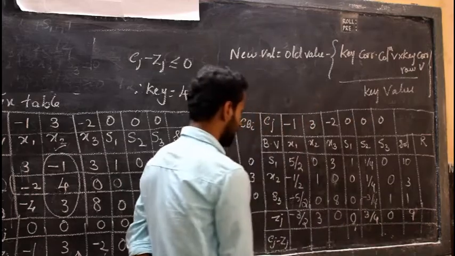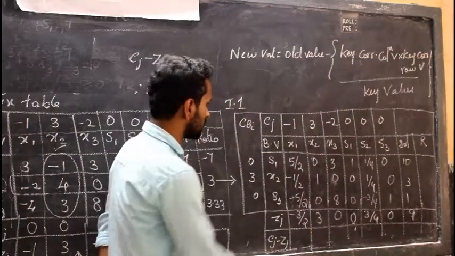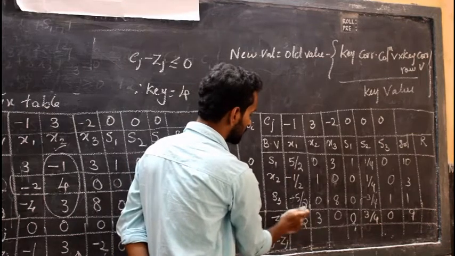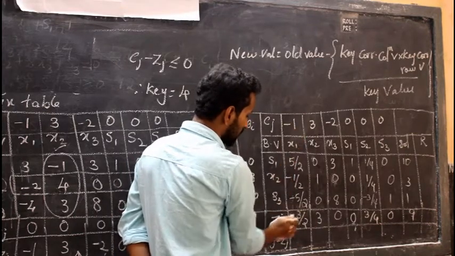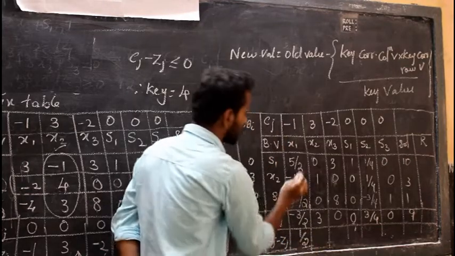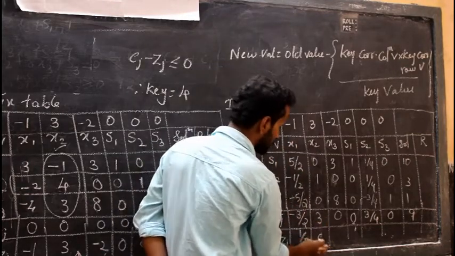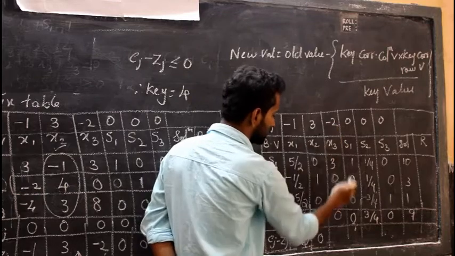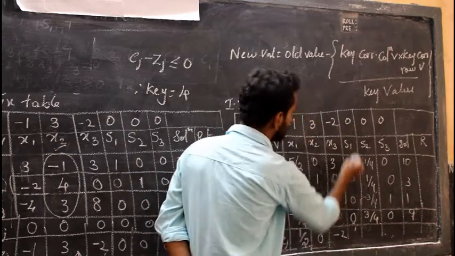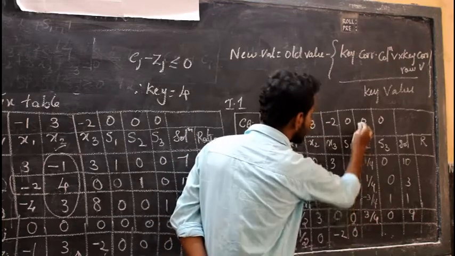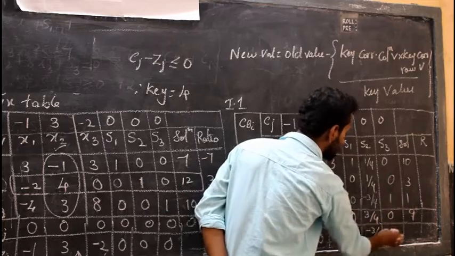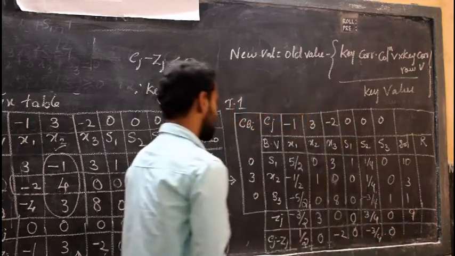So now I will find the Cj minus Zj values. Minus 1 minus of minus 3 by 2 will be 1 by 2. 3 minus 3 is 0, minus 2 minus of 0 is minus 2, 0 minus 0 is 0, 0 minus 3 by 4 is minus 3 by 4, 0 minus 0 is 0. Now check the optimality condition.